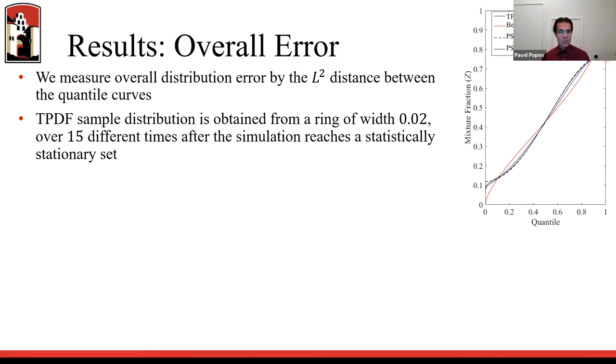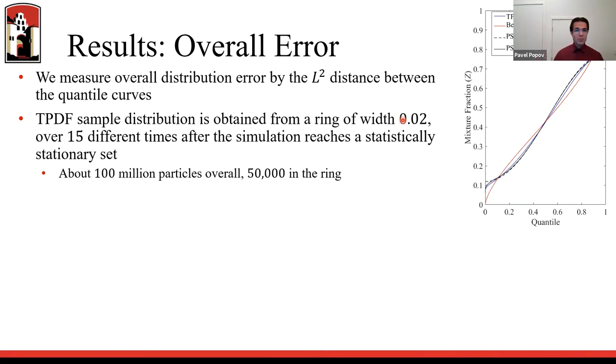And now to obtain the transport PDF distribution, however, that isn't a simple task because the TPDF solution is Monte Carlo, so there's going to be some sampling error. So to obtain the sample distribution, basically we fix the radius from the axis and we fix the height, and we average over all particles which are within a ring with that radius and height, and the ring has a vertical and radial width of 0.02. And we average over 15 different simulation times. So with the simulation with 100 million particles overall, we get about 50,000 particles in that ring. And that allows us to get a fairly resolved quantile function for the TPDF sample distribution.